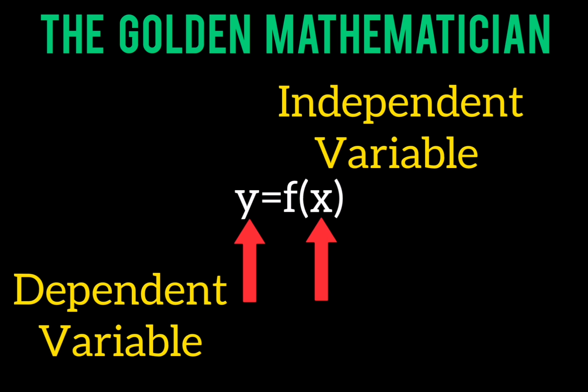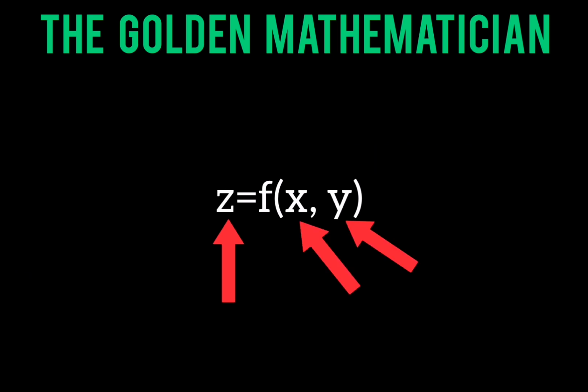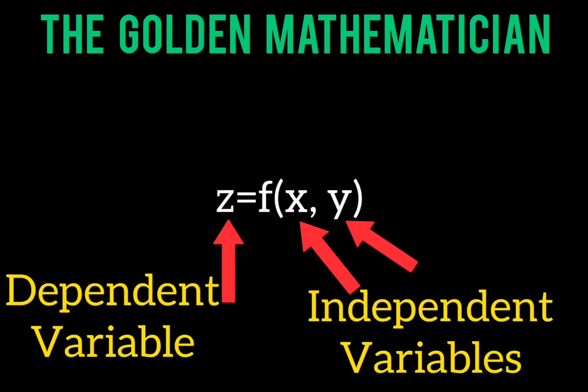So far we've only looked at functions with just one variable, like y is equal to f of x, y is equal to f of z, just one variable. But the truth is, a function can have more than one variable. For example, we can say z is equal to f of x, y. That is a function containing two entirely different variables, which are x and y.